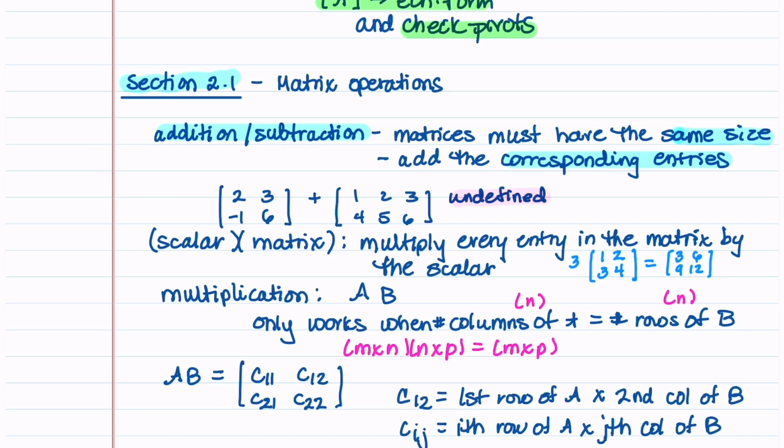We then looked at multiplying a scalar times a matrix. The thing to remember for this is that you have to multiply every entry in the matrix by the scalar. And I showed you over here what that looks like.